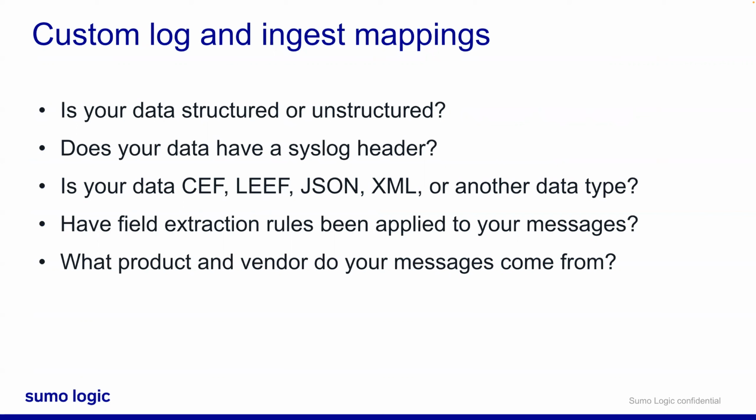Now, before we start to configure the log and ingest mappings, it's important that you ask yourself a few questions about your data. Is your data structured or semi-structured, like a JSON file, or is it unstructured, like plain text? Does your data have a syslog header that can be used as part of the parsing process? What type of data are you working with? Are you going to be using JSON, XML, Leaf, or something else?